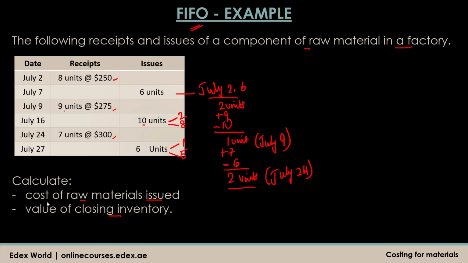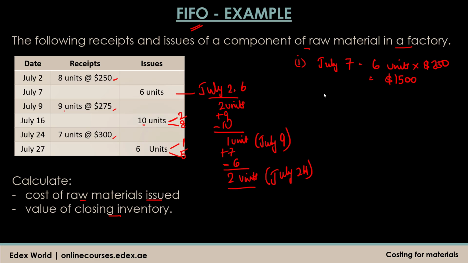Now coming to this cost of raw materials issued. Whatever units were issued on each of these dates, July 7, 16 and 27, we'll just calculate the cost of these issues. So first we'll calculate the cost of raw materials issued. Let's do it date wise. On July 7, 6 units were issued. So 6 units, and the cost of these units would be $250 each. So that makes it $1,500.